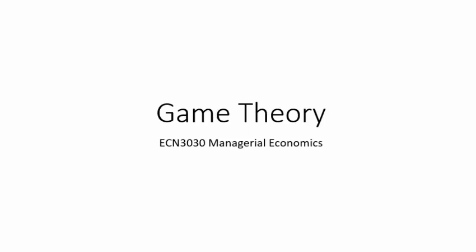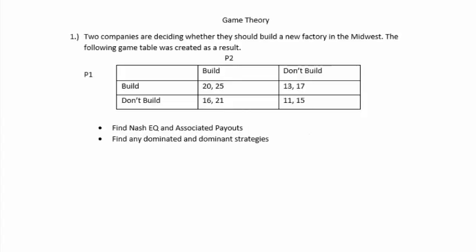In this video, we will be discussing game theory and how to find Nash equilibrium in both a simultaneous and sequential move game. Here we have a problem where two companies are deciding whether or not they should build a new factory in the Midwest. They have a game table of the following profits that depend on the decision both players make. And we want to find Nash equilibrium, the associated payouts, and any dominated or dominant strategies.